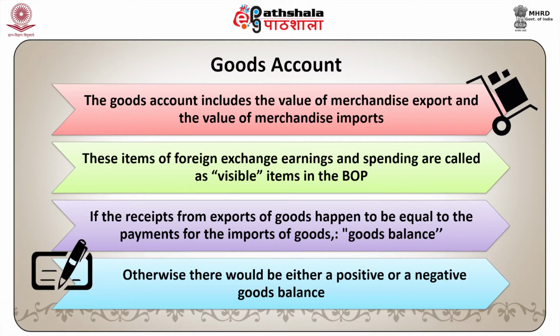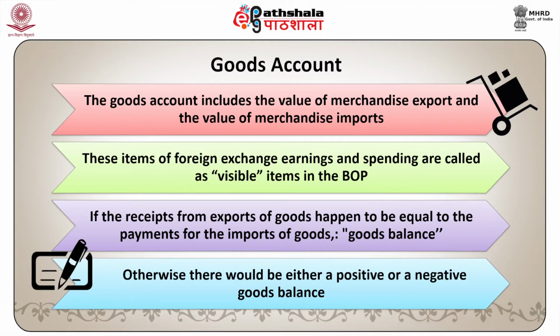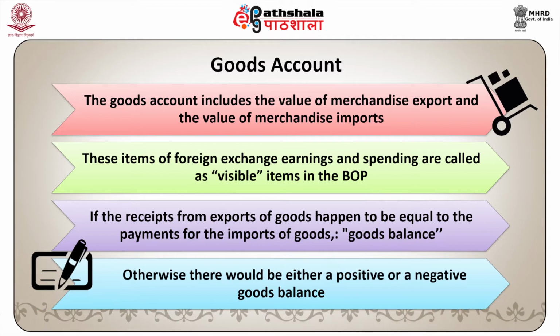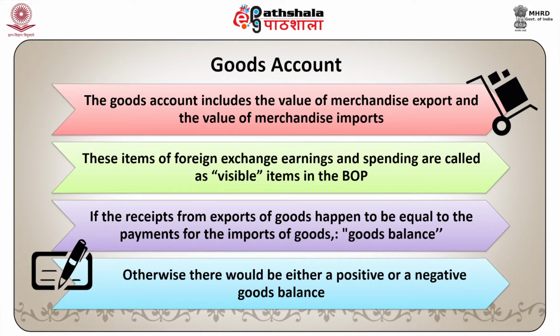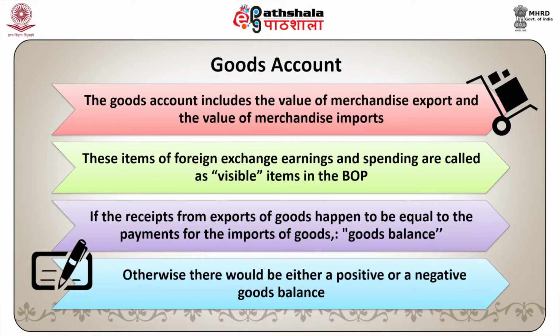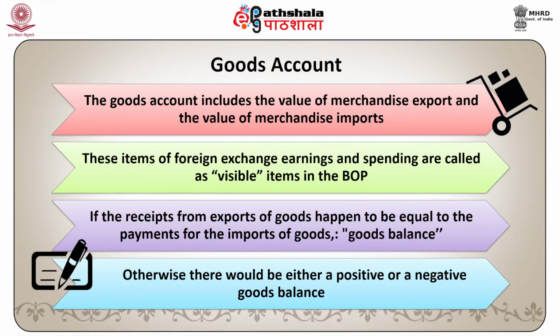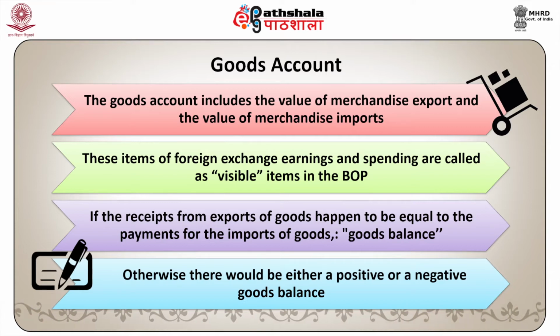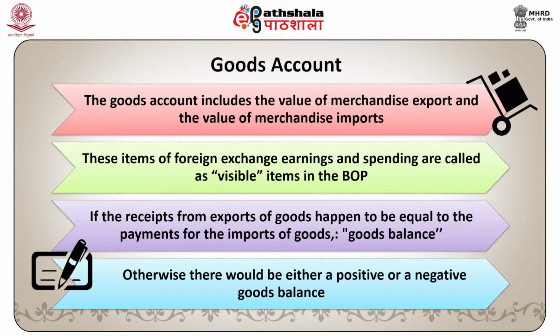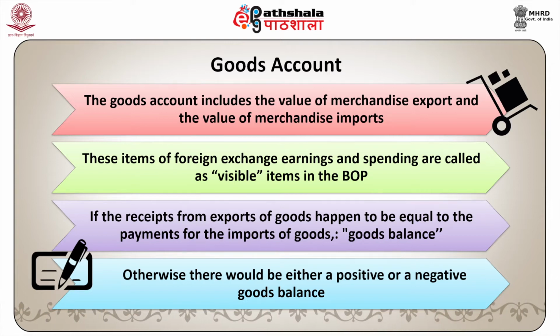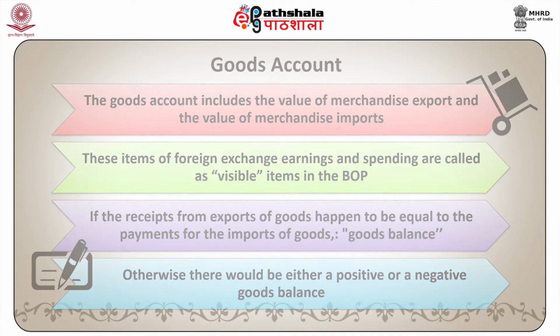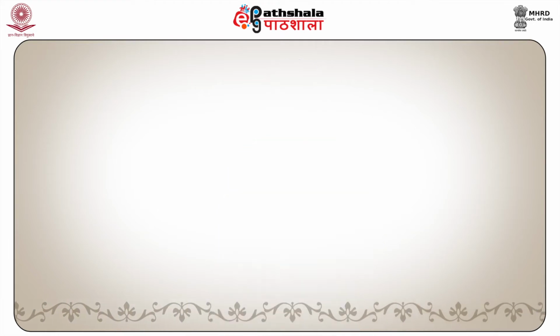If the receipts from exports of goods happen to be equal to the payments for imports of goods, we describe the situation as one of zero goods balance. Otherwise, there would be either a positive or a negative goods balance depending on whether we have receipts exceeding payments, that is positive, or payments exceeding receipts, that is negative. Positive goods balance is regarded as favorable for a country and negative goods balance is regarded as unfavorable.